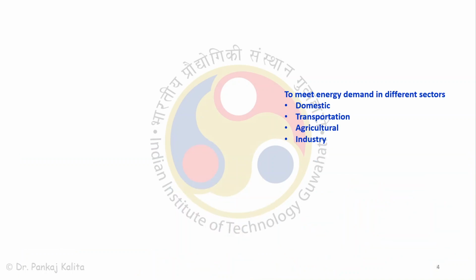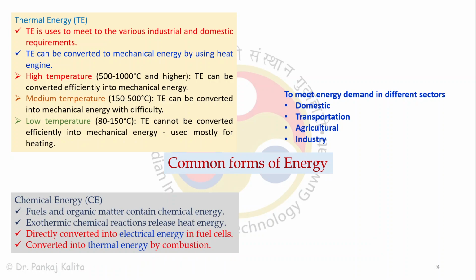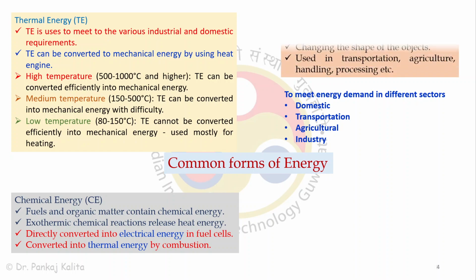And these are the various sectors in which energy is required. So common forms of energy we talked of, like thermal energy, which can be converted to mechanical energy. Higher the temperature, easier it is to convert it to mechanical energy. If the temperature is low, it's very difficult to convert thermal energy to mechanical energy. And we have chemical energy. Better examples are fuels like gasoline, diesel, or batteries. Then we have mechanical energy, which is through moving of objects.